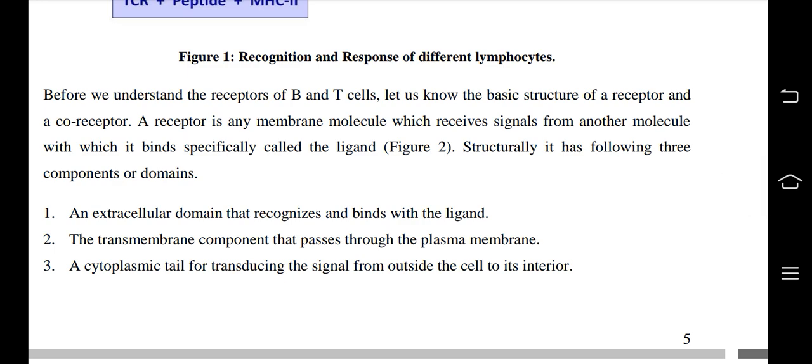Before we understand the receptors of B and T cells, let us know the basic structure of a receptor and a co-receptor. A receptor is any membrane molecule which receives signals from another molecule with which it binds, specifically called the ligand. Structurally, it has the following three components or domains: an extracellular domain that recognizes and binds with the ligand, a transmembrane component that passes through the plasma membrane, and a cytoplasmic tail transducing the signal from outside the cell to its interior.